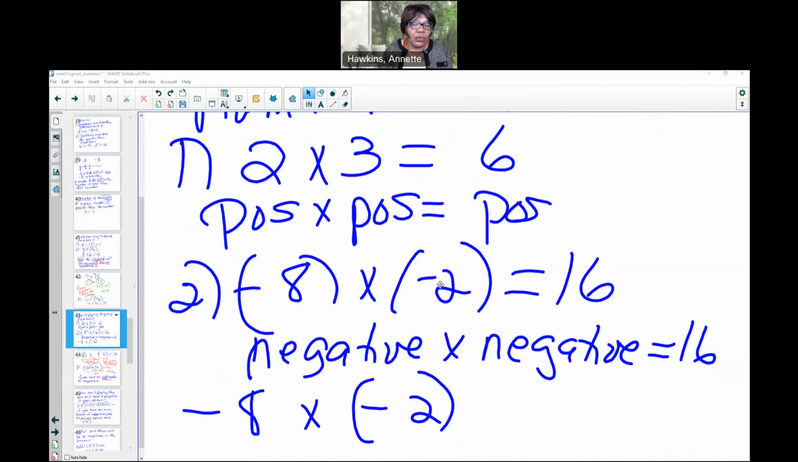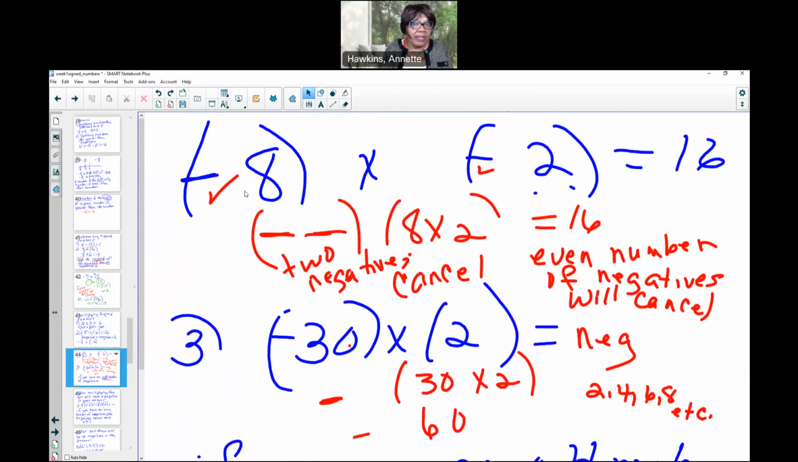-8 times -2 is 16. A negative times a negative is a positive. Okay, two negatives cancel each other out. We talked about that in the previous video. But more importantly, when we're multiplying with negatives and we have an even number of negatives in our problem, the negatives will cancel. Now, why is that? Because it takes 2 negatives to cancel. And if you have an even number of them, and 2 is even, and 2 will divide that number evenly, this is why they would cancel.